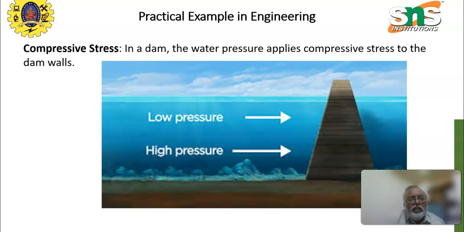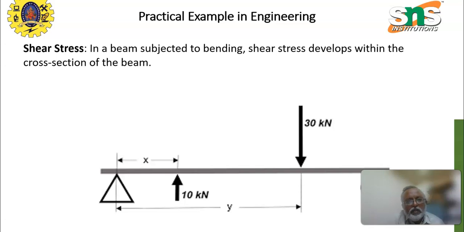A practical example of compressive stress is a dam, where water pressure applies compressive stress to the dam walls. A practical example of shear stress is a beam subjected to bending. Shear stress develops within the cross section of the beam.